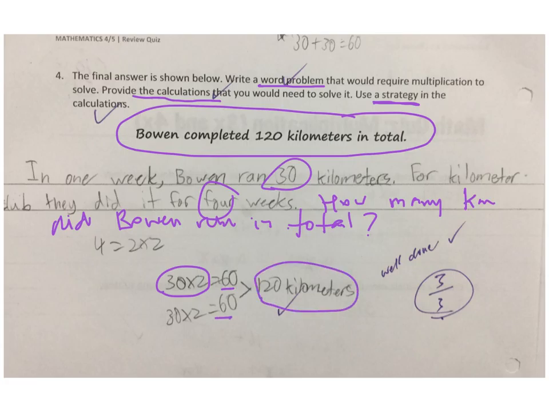The calculations are shown. So I'm giving this student a 3 out of 3 because they've done all 3 things in the criteria that they were required to do. So this is a well done problem for this answer that has been provided.